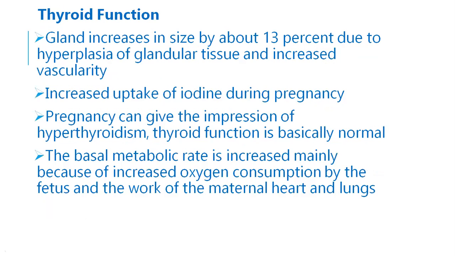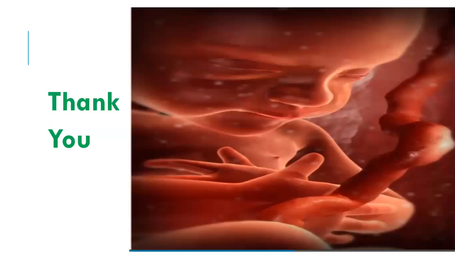Thyroid gland function: the gland increases in size by about 13% due to hyperplasia of the glandular tissue and increased vascularity. There is increased uptake of iodine during pregnancy. Pregnancy can give the impression of hyperthyroidism, but thyroid function is basically normal. The basal metabolic rate is increased mainly because of increased oxygen consumption by the fetus and the work of the maternal heart and lungs.